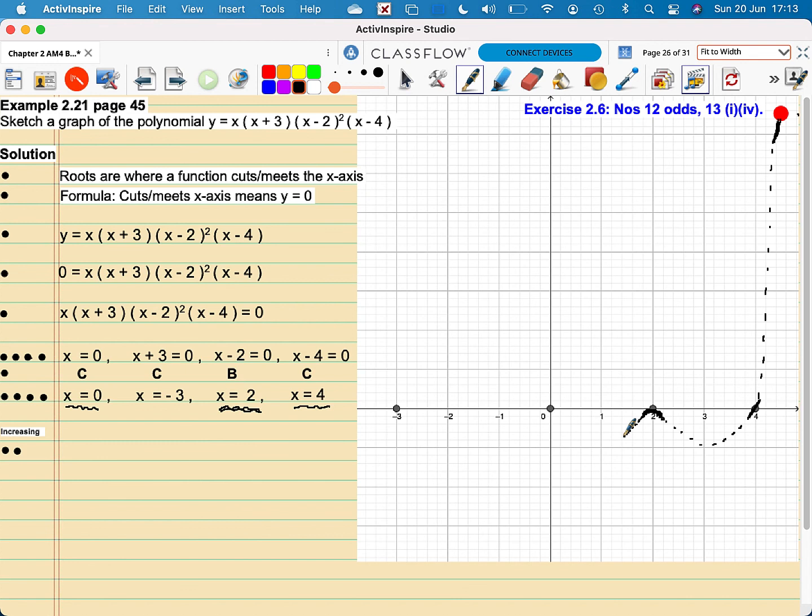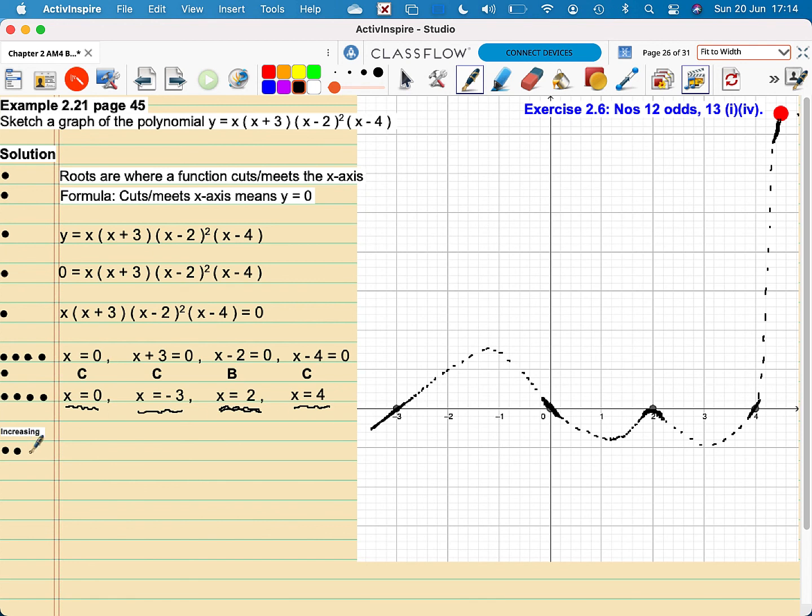Now at x equals 0, it turns and it starts to go towards x equals 0. And we know it's cutting, which means it will go through. And if it goes through, then it has to turn in order to make its way towards the x equals minus 3. But we know that x equals minus 3, that it's a cut, and it will travel through it. Now that is my representation of this graph, and that would be completely and utterly acceptable by the examiners.